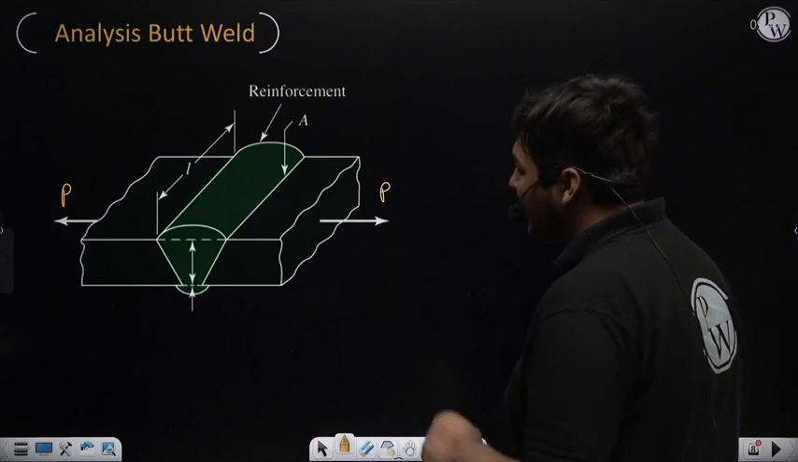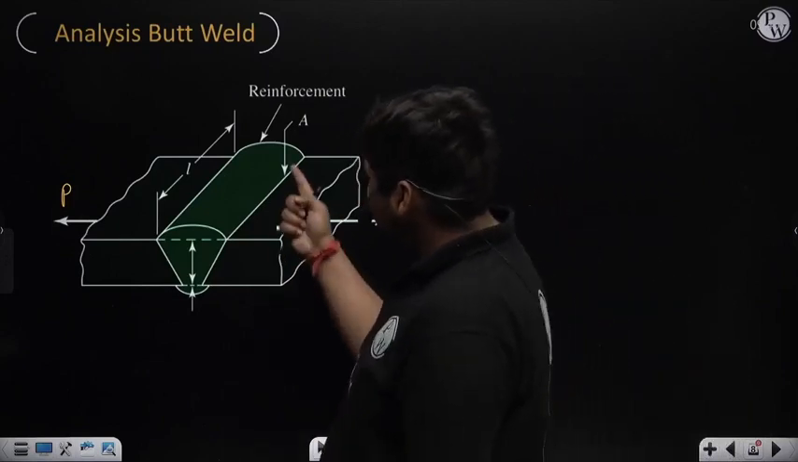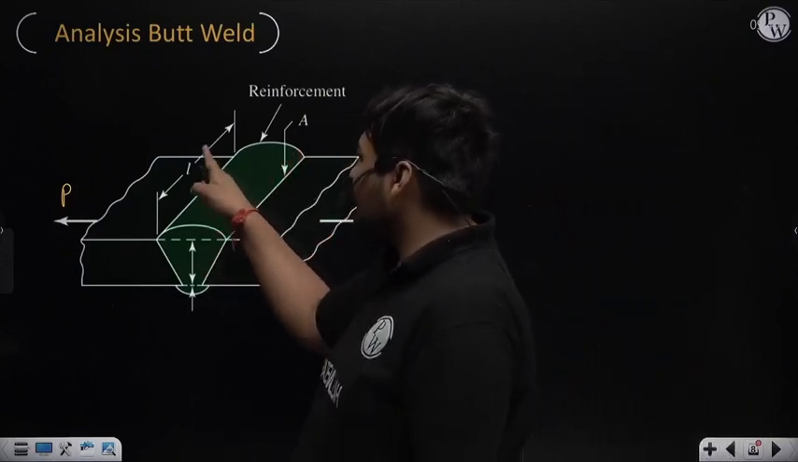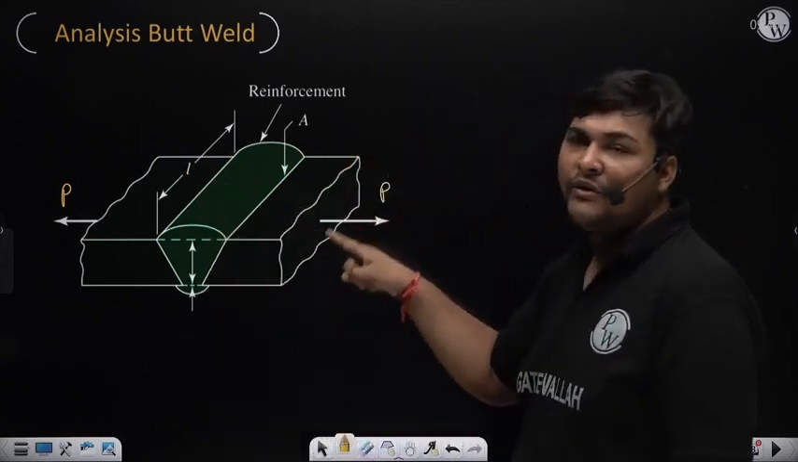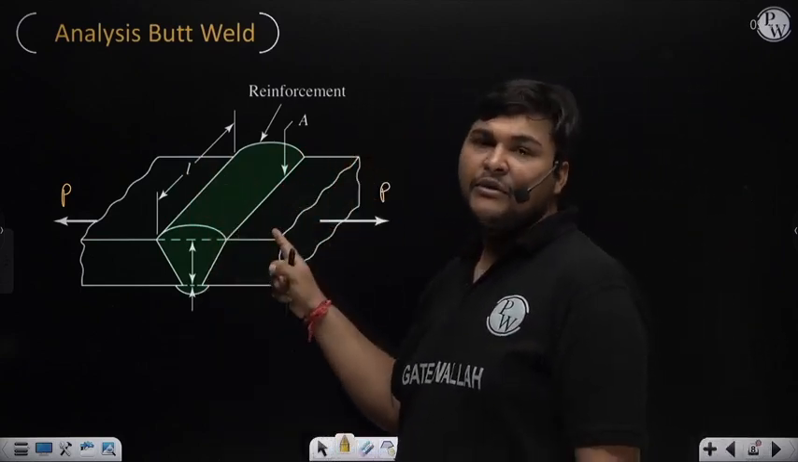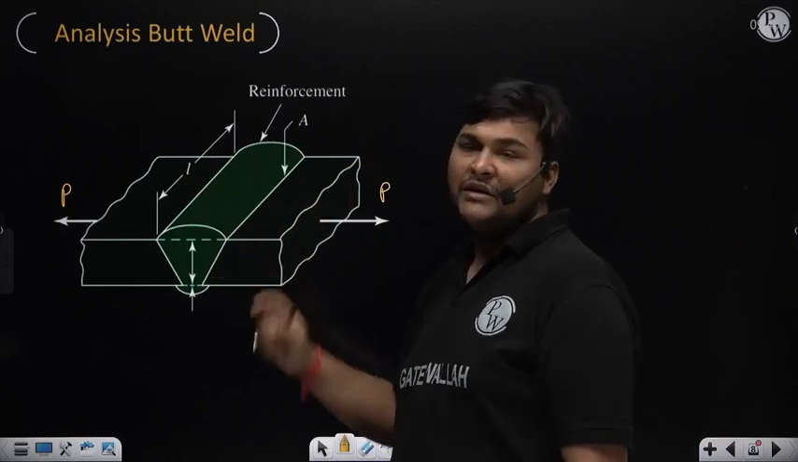Before the analysis, I am explaining one point. This is the length of the weld. Here I am denoting the length of the weld as L. Right now it is equal to the width of the plate, because we did this welding across the entire width of the plate. Through this view you can easily imagine.